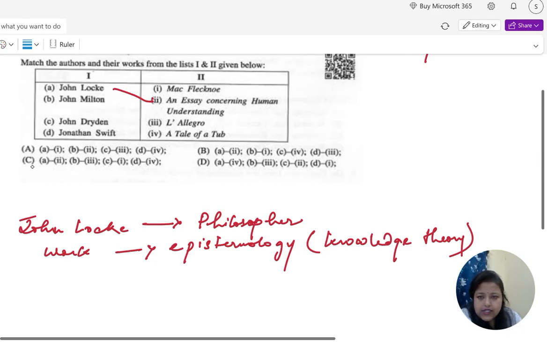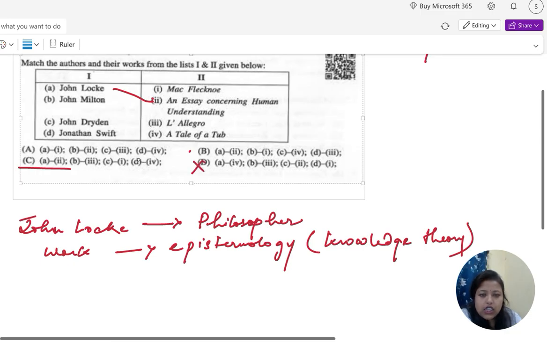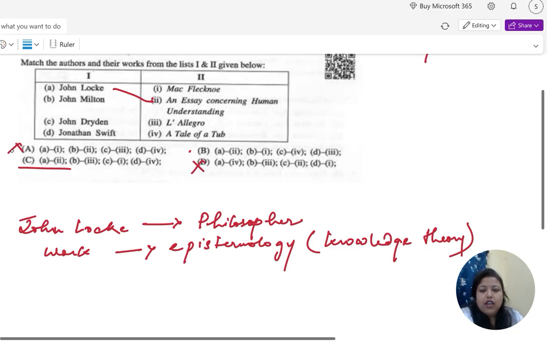See, in C we have got A2, and in B we have got A2. So we can easily strike out D and A. They won't even be considered, because the first option is wrong. C and B are in competition now. So 50-50. Like in Kaun Banega Crorepati, two options disappear: D is gone, A is gone, and now B and C are left. Let's learn from there.